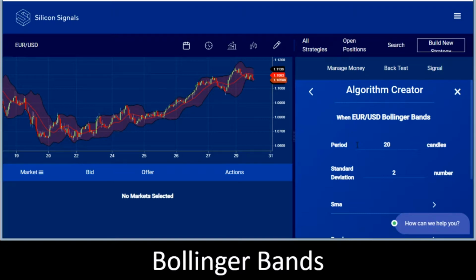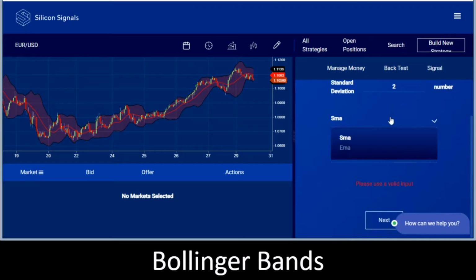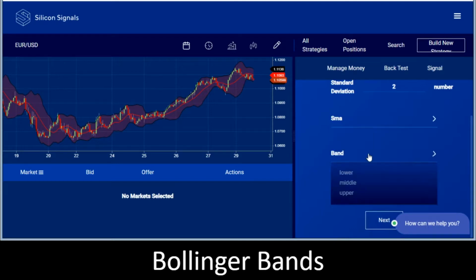So let's just go up here. This all looks correct. Simple moving average, yes. Bands, we want the middle band.